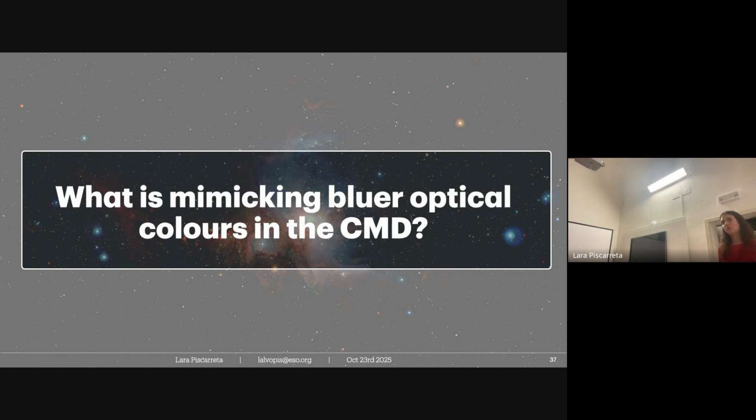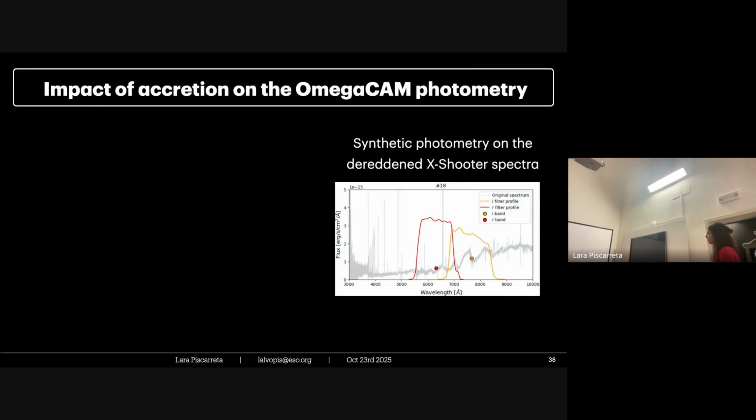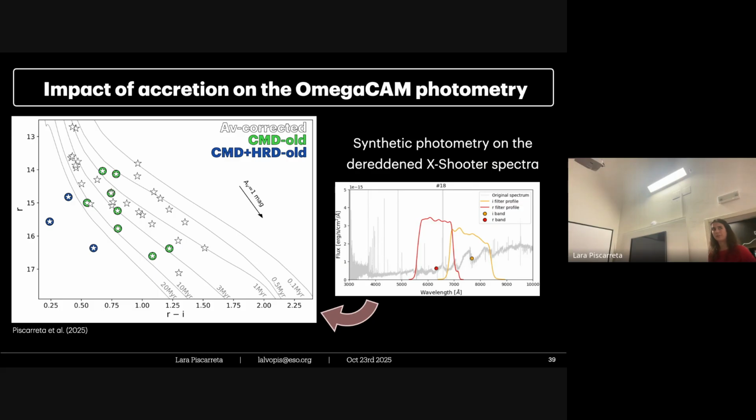So the first step was to perform synthetic photometry on the derived accretor spectra. We basically convolved the broad R and I filters from OmegaCAM with the accretor spectra, and we got magnitudes from that we can put in the color magnitude diagram.